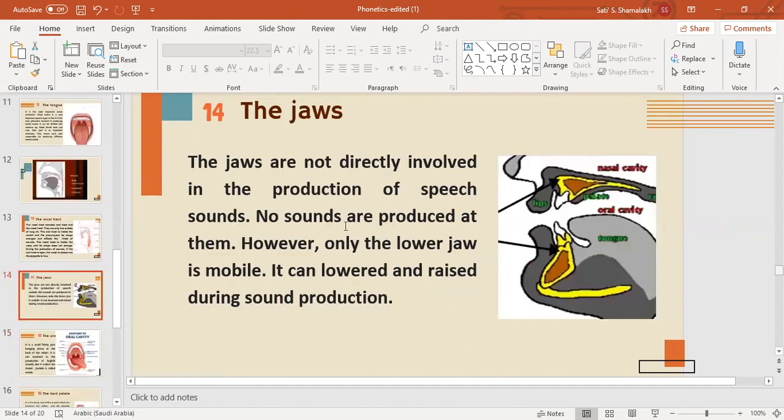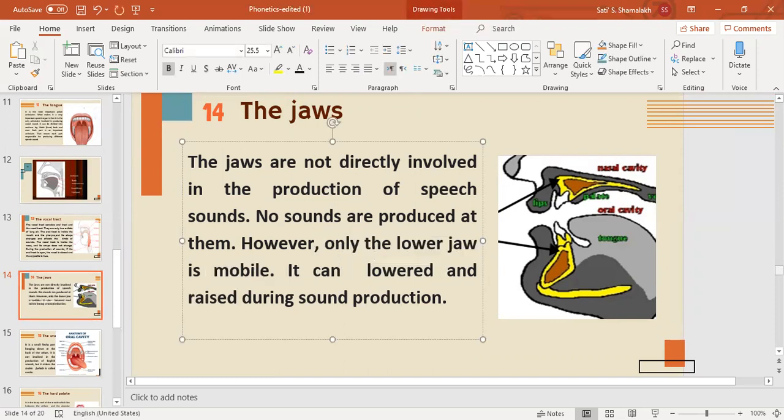Now, the jaws. Do you know the jaw? The jaws, الفك, we have two jaws. The jaws are not directly involved in producing sounds. We don't use them to produce sounds. No sounds are produced at them. However, only the lower jaw is mobile. So the lower jaw moves. It can be lowered and raised during the production.